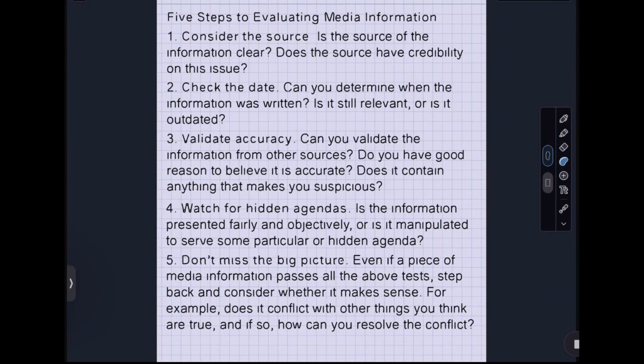Watch for hidden agendas. And don't miss the big picture.